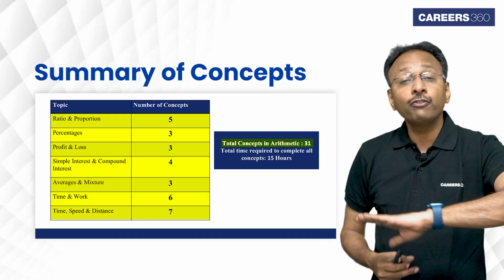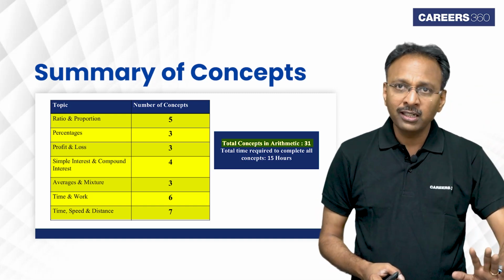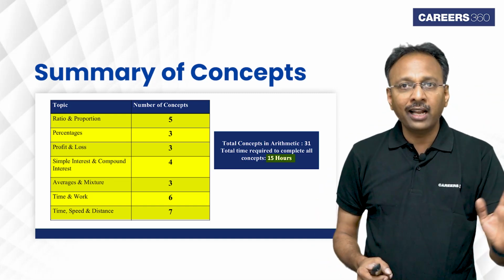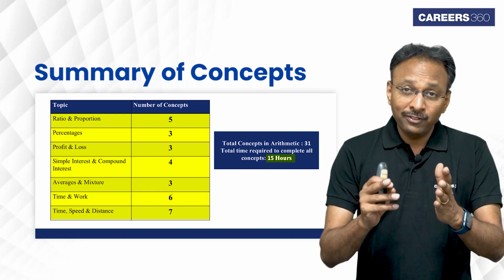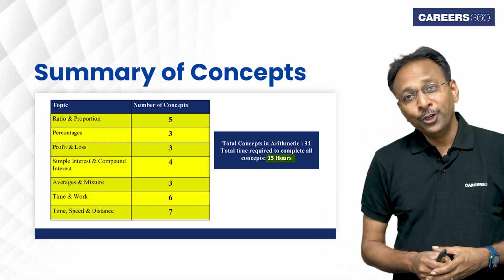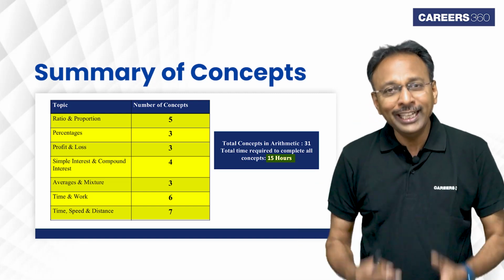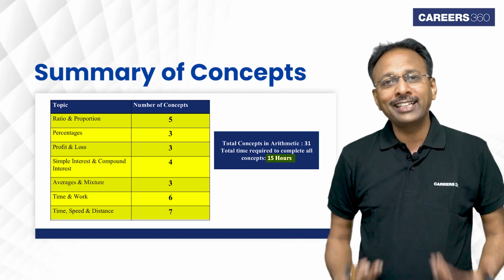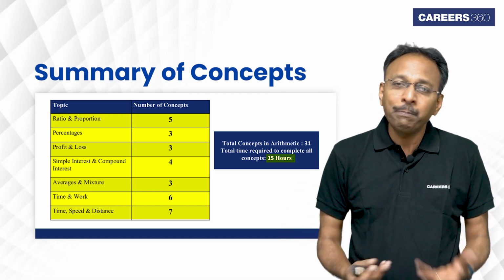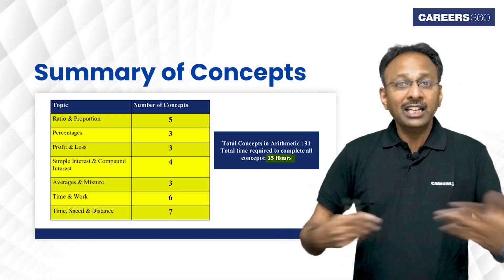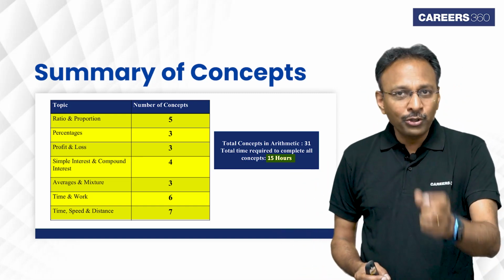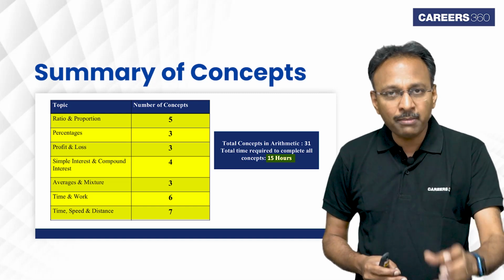31 such concepts of whole of arithmetic can be completely done in 15 hours flat. Frankly, friends, if you're listening to this video, you need to realize this. The only reason people don't crack the CAT exam is not because the paper is difficult or the questions are difficult or the entire syllabus is difficult. It is because you don't do it in a very, very organized, systematic manner.